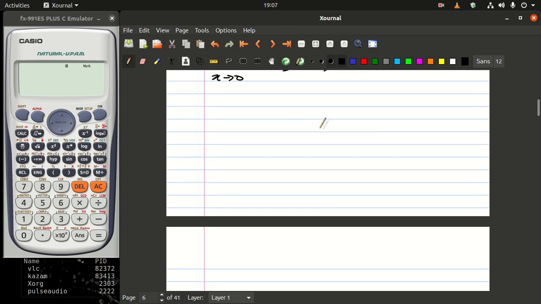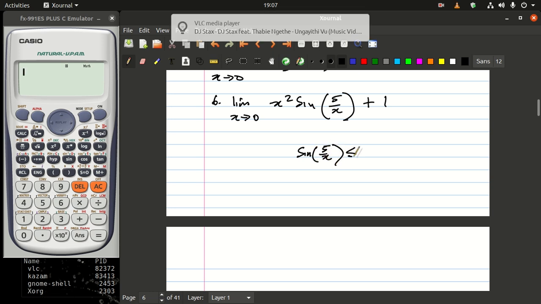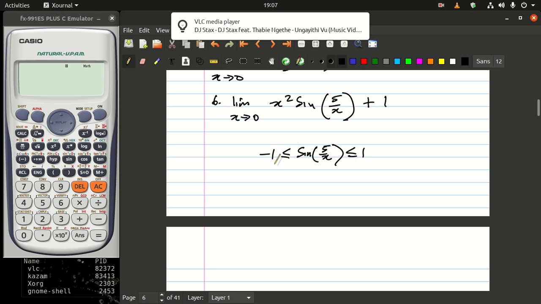Let's try another example here. These examples are a little bit nicer. So you have number 6. I want us to evaluate the limit as x approaches 0 of x squared sine of 5 over x, but I also want to add some value 1 there. Of course, we're still using the squeeze theorem here, because all we really know is that whenever I have a sine of something, whatever is inside will never be above 1 and it will never be below -1.